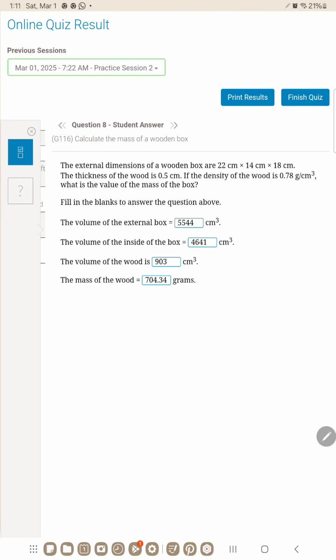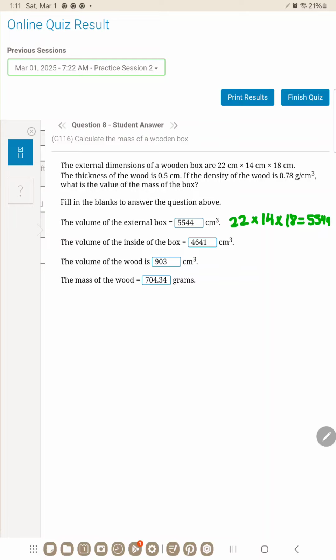Okay, so here they gave you the dimensions of a wooden box are 22, 14, and 18. And they're telling you the thickness of the wood is 0.5 centimeters and the density of the wood is 0.78 grams per cubic centimeter. Find all of these things. Now the volume of the external box is 22 times 14 times 18. It's base times height times width, or base times width times height. Both work. You're going to get 5,544.